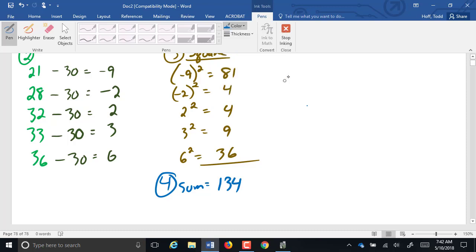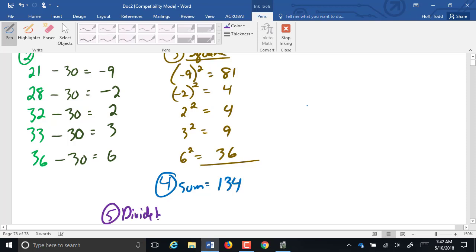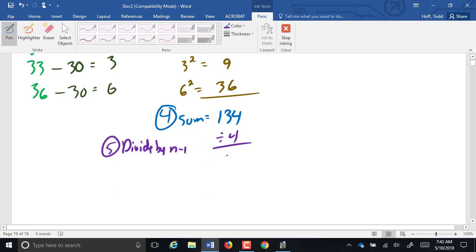Step 5 is where it gets a touch tricky. You got it. Divide by n minus 1. So since n is 5, n minus 1 would be 4. 33.5. Of course, that number is referred to as the variance.